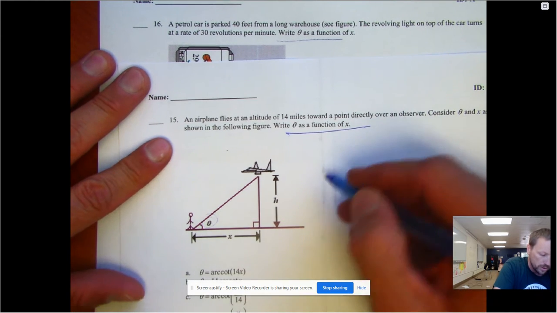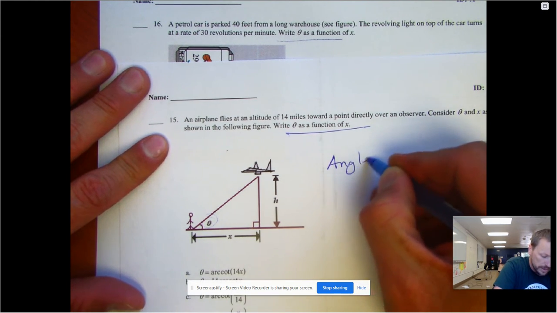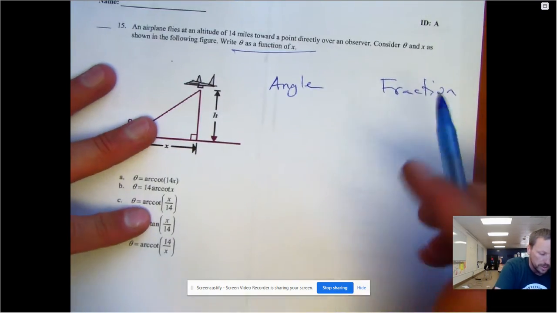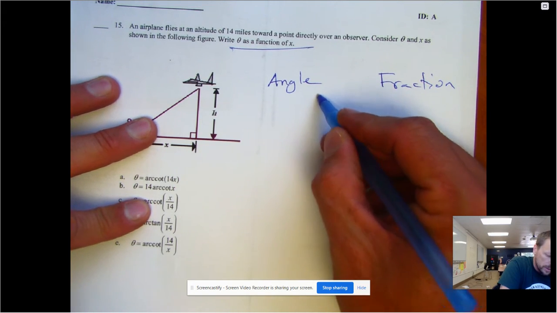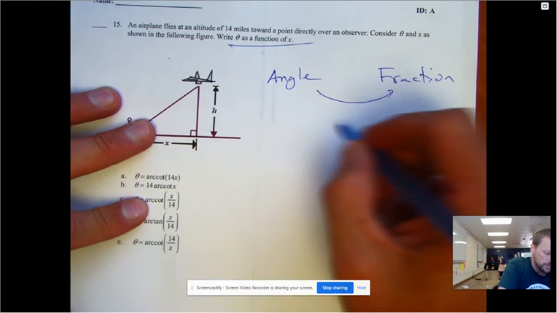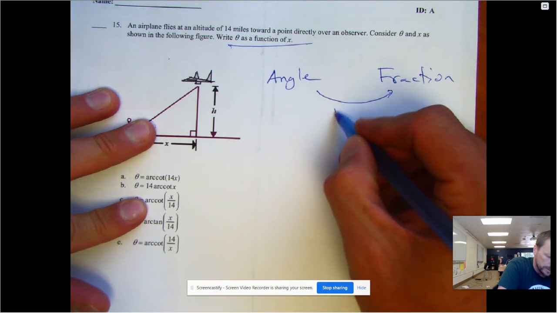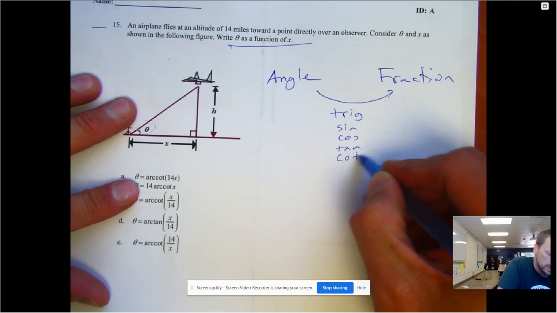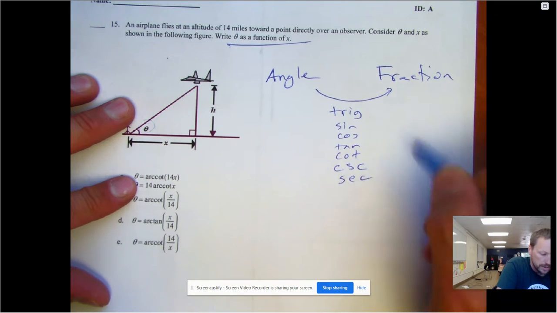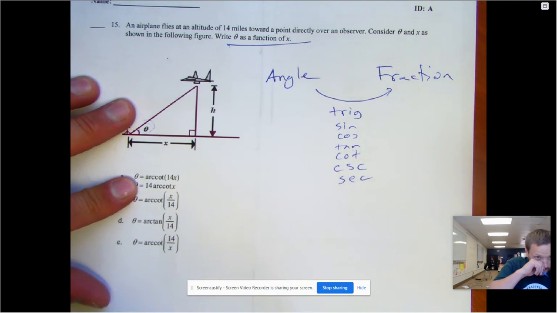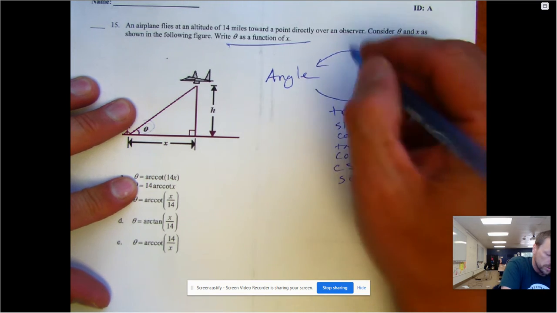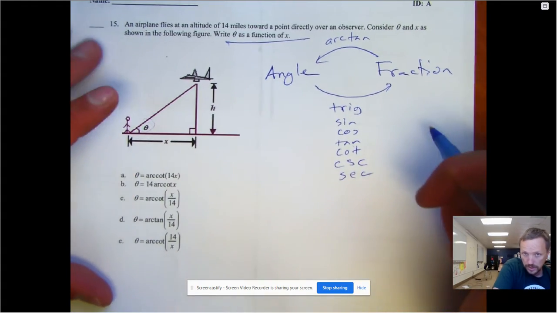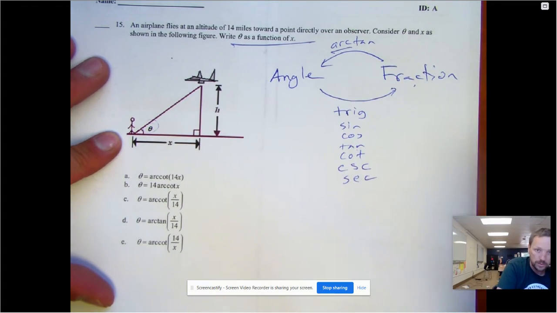So there's two ways we could go about this. If you have your angle and your fraction, this is what connects trigonometry together, the angles and the fractions. So if we want to go from angles to fractions, that's when we do the trig function itself, meaning sine or cosine or tangent or even cotangent or cosecant or secant. From the angle to the fraction, we use these. To go from the fraction to the angle, we would use the arc. So arc tangent or arc cotangent or whatever it is. So it's always the arc when we go from the fraction to the angle.